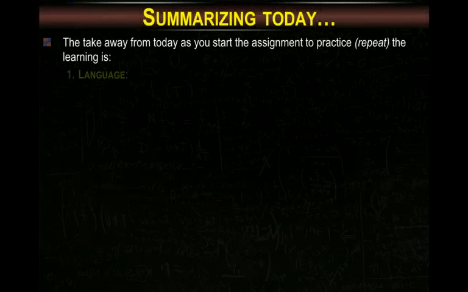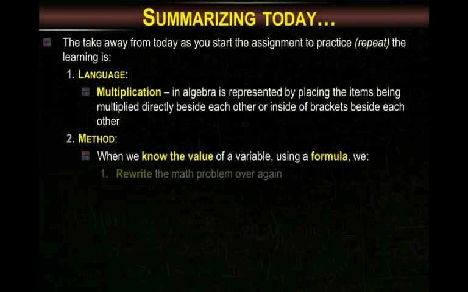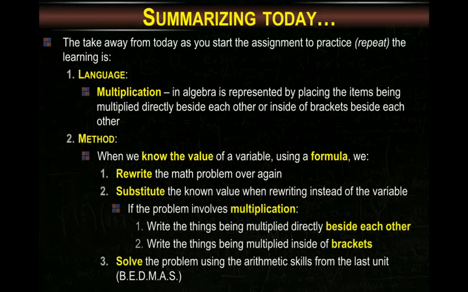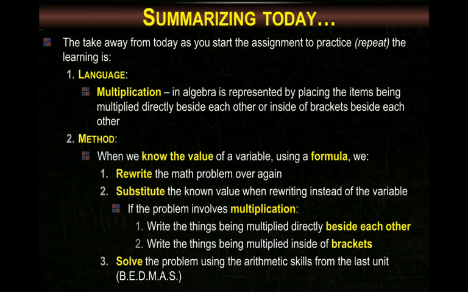All right, let's wrap it up. Ready? Here's the summary for today. The language I want you to remember for this part is all about math multiplication. When working in algebra, when you're using variables, do not use those symbols, the dot, the asterisk, or the X to represent multiplication. You represent multiplication by writing it directly beside one another, or, and I actually recommend this one even more, putting it in brackets. That's how you do multiplication.